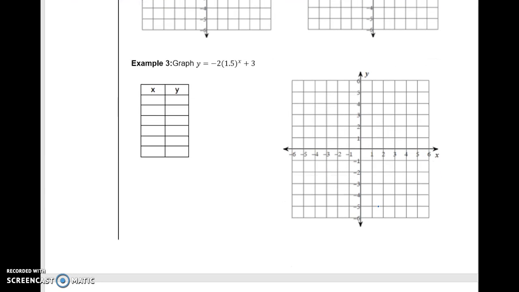All right, so for example 3, we got some convoluted stuff. That's why we have a calculator, right? So let's start. -2, -1, 0, 1, 2, 3. Okay. So for this first one, I've got -2, open parentheses, 1.5 to the -2 power plus 3. Okay.